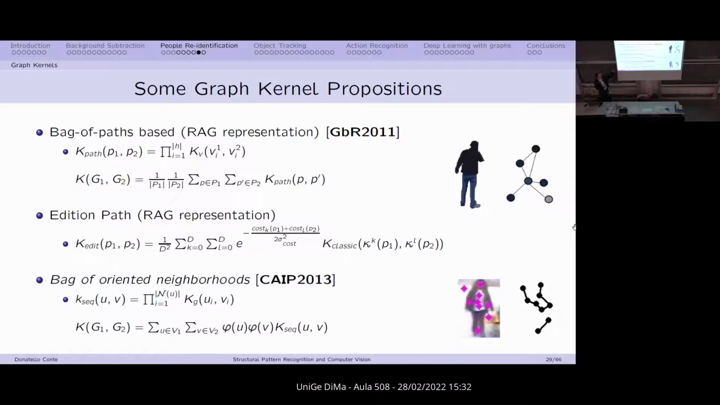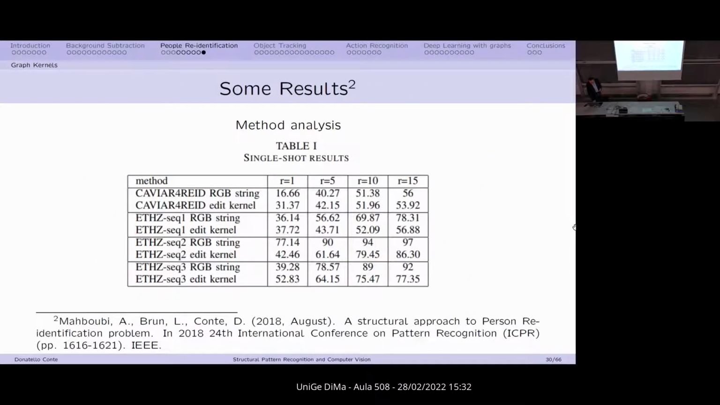In this case, for example, we use this in some proposals that we submitted in 2011 and 2013. We use different representations for the same problem, and we have different results. I want to show you that it is very dependent on the representation. So here, on some public datasets, are the results of person re-identification, and you can see that the results are very different with respect to the representation.